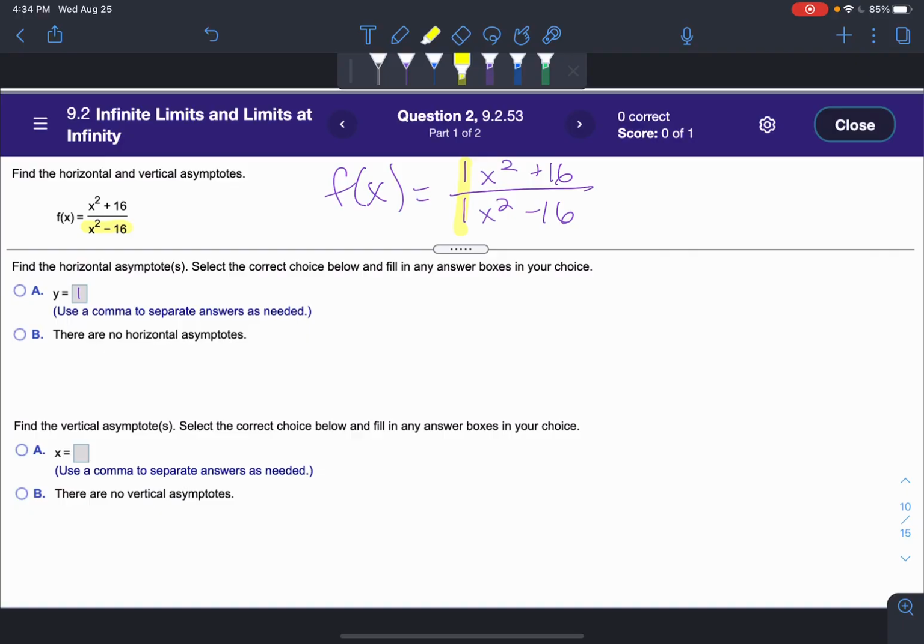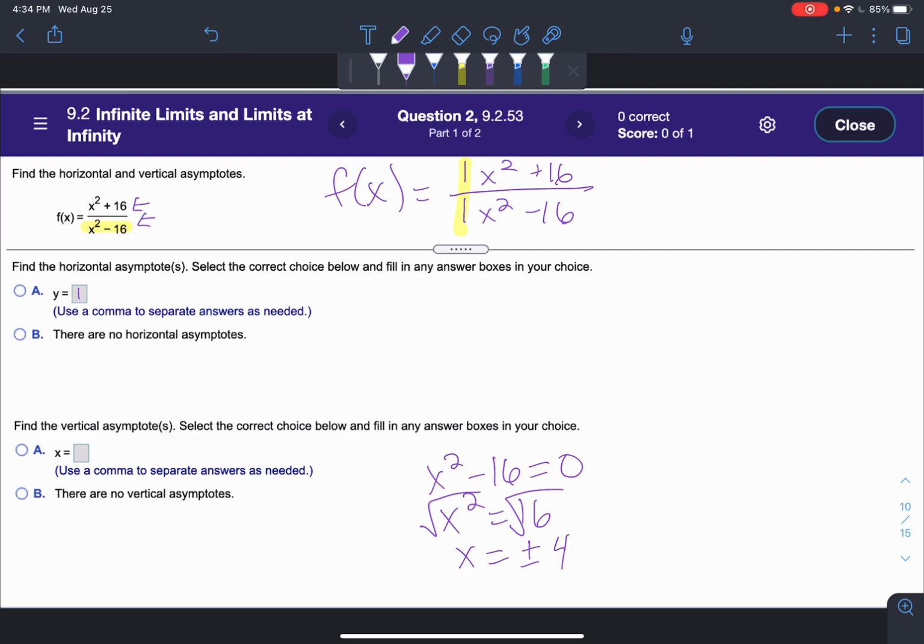So x squared minus 16 is equal to 0. So x squared is equal to 16. And when I square root both sides, I have to add the plus or minus, which should give me 2 roots. Okay. Now, when you do vertical asymptotes and you see that it's a rational function, you should also see if the numerator is factorable. Because if it is, then it could potentially cancel out with some of the terms in the denominator.